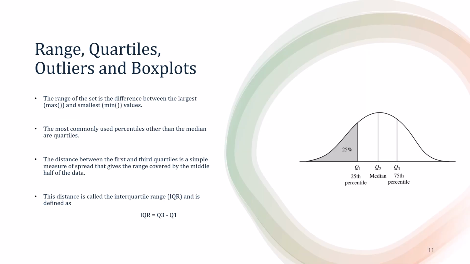Range, quartiles, outliers, and box plot. The range of the set is the difference between the largest and smallest values. The most commonly used percentiles other than the median are quartiles. The distance between the first and third quartiles is a simple measure of spread that gives the range covered by the middle half of the data. The distance is called the interquartile range and is defined as IQR equals Q3 minus Q1, quartile 3 minus quartile 1.